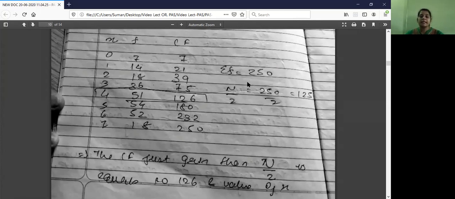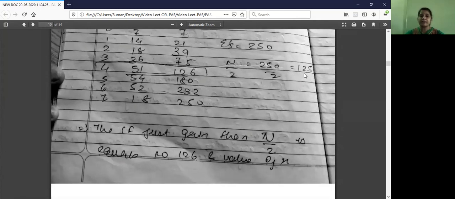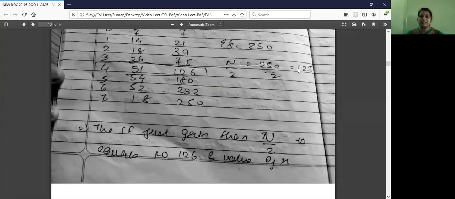Okay. After that we find the capital N by 2. That means summation f divided by 2, which is 250 by 2, that means 125. So we get the value of 125. After that we choose the value just greater than 125. So in this column, the value 126 is greater than 125. So this is our highlighted row. The CF just greater than N by 2 is equal to 126.